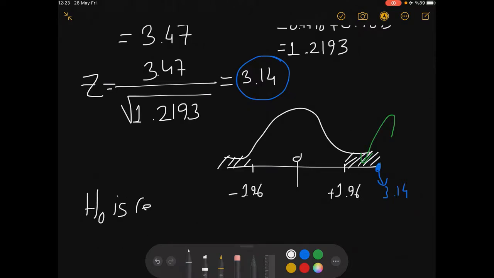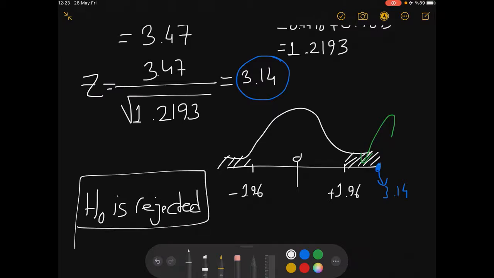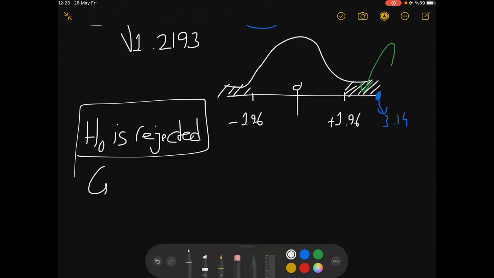H0 is rejected. So their weights are not equal. Okay, your conclusion is their weights are not equal. This is enough. You finished the question here. Their weights are not equal.